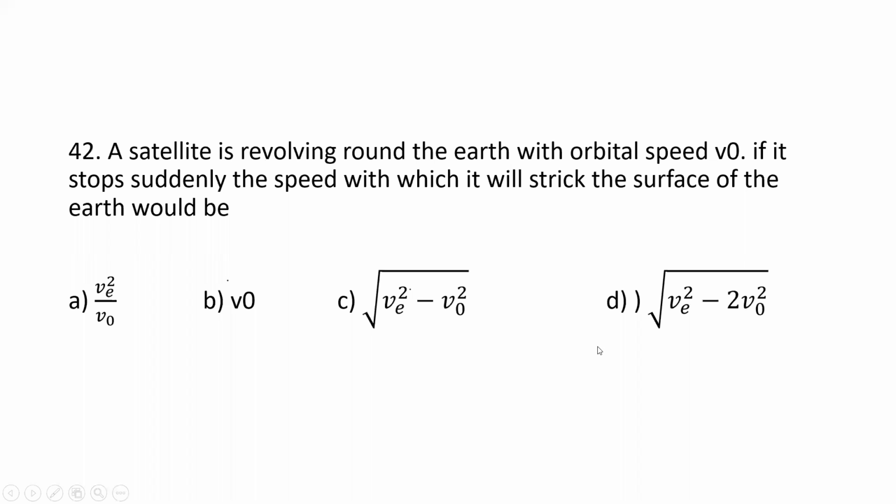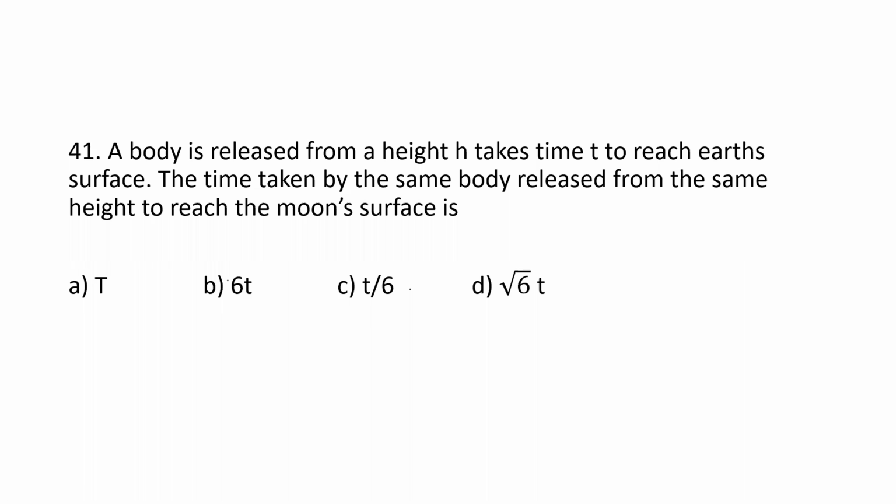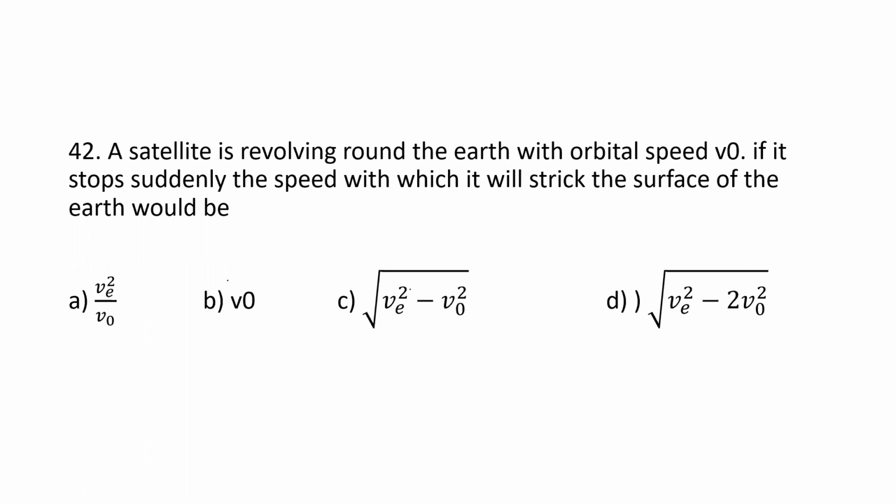Next question. A satellite is revolving around the earth with orbital speed v0. If it stops suddenly, the speed with which it will strike the surface of the earth would be. Okay, so we need to calculate the orbital speed.